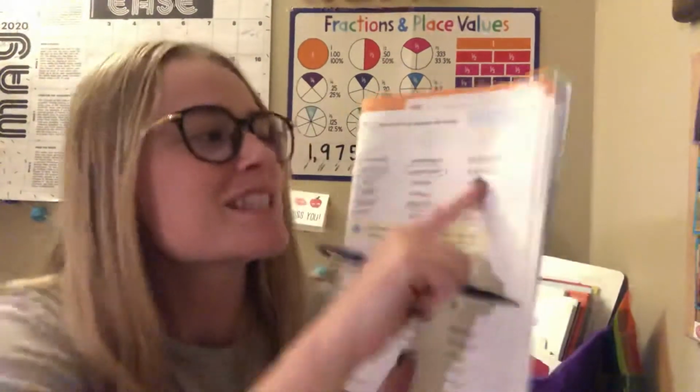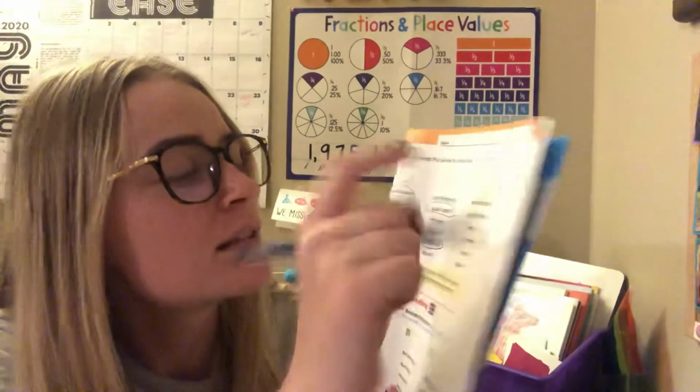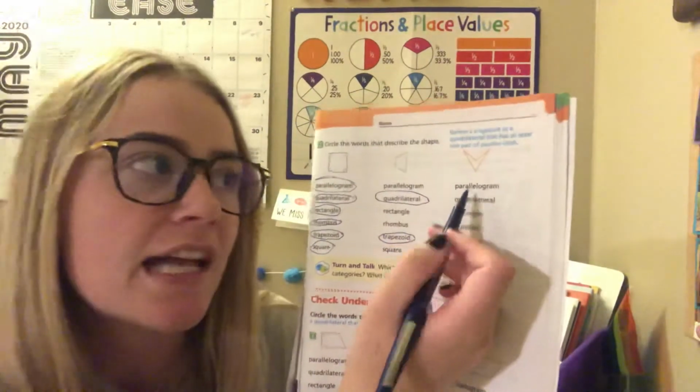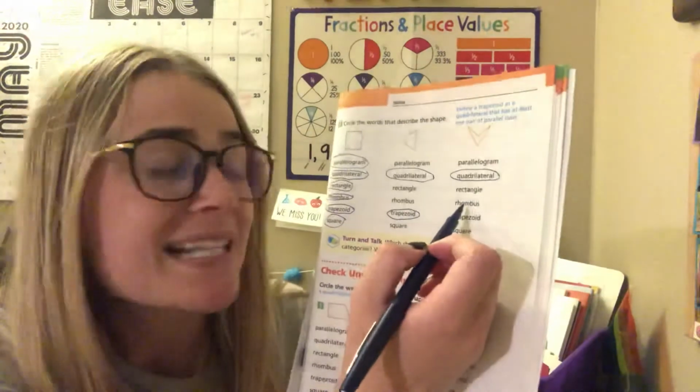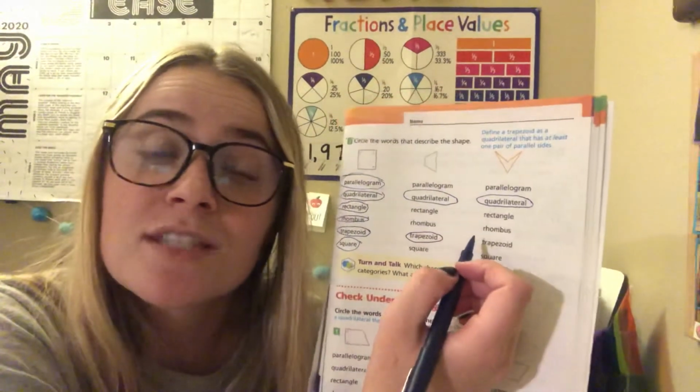This one, not a parallelogram because it does not have two pairs of parallel sides. It is a quadrilateral because it has 4 sides and 4 angles. It is not a rectangle because it does not have 2 sets of parallel sides or 4 right angles. It is not a rhombus because it does not have 4 equal sides. It is not a trapezoid because it doesn't have a set of parallel sides. And it is not a square because it does not have 4 equal sides. So this is only a quadrilateral.